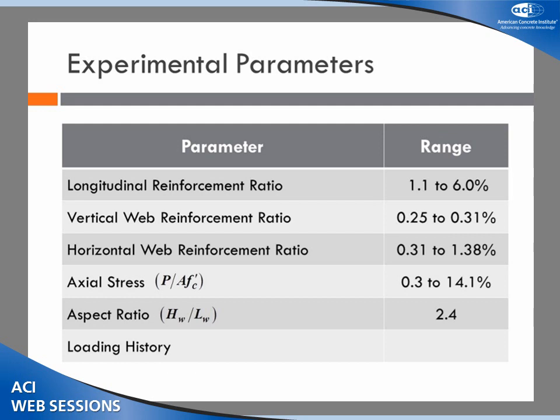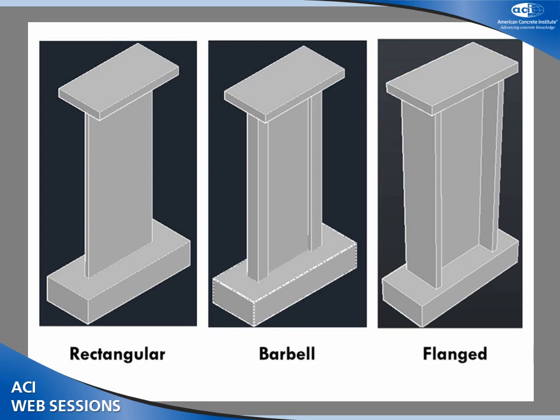But this is just to give you a feel for one of the primary experimental parameters that they looked at, which was the cross-section of the walls. Each of these walls was 15 feet tall. The rectangular walls had a length of 75 inches and a thickness of 4 inches. They then had confined boundary elements, or barbell shape, where there were 12-inch by 12-inch confining elements at the end of the walls.